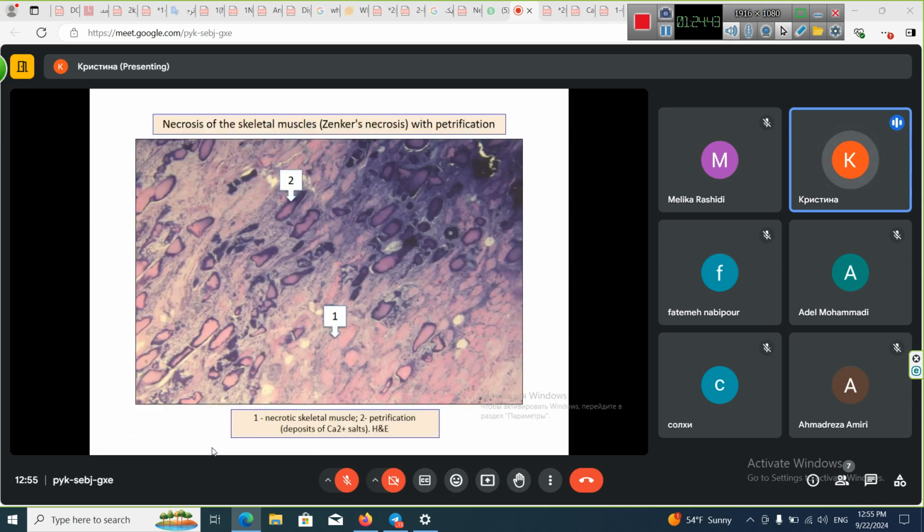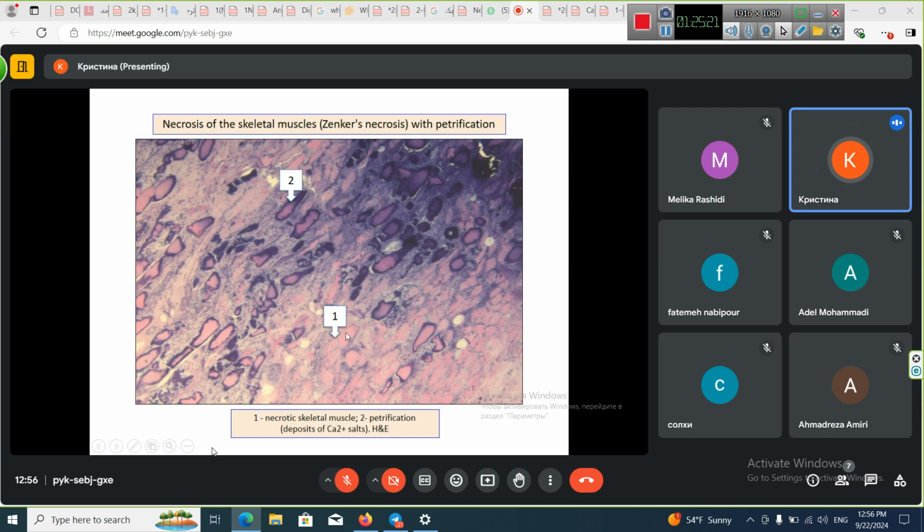Here we see the necrosis of skeletal muscles, the Zenker's necrosis, with petrification. Petrification means deposition of calcium salts in the area of necrosis. Here we see obliquely sectioned skeletal muscle fibers. These pinkish structures are obliquely sectioned muscle fibers, and some of them are surrounded with petrification areas, which are blue in color.